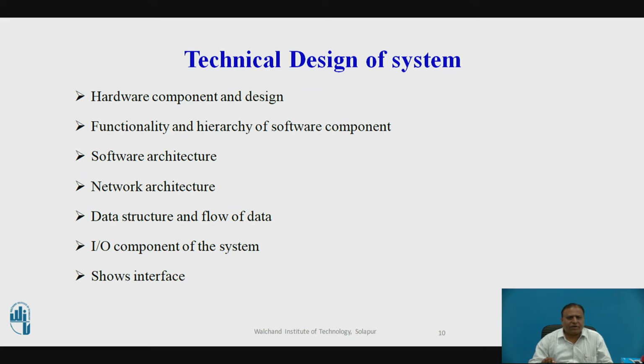Technical design of the system. So here we have to define the hardware components and design, and the functionality and hierarchy of software components. We have to build a software architecture. We have to build a network architecture. We have to build the data structure and flow of data. We have to build the input and output components of the system, and we are building the interfaces in the technical design of the system. So these activities are carried out in the technical design of a system.